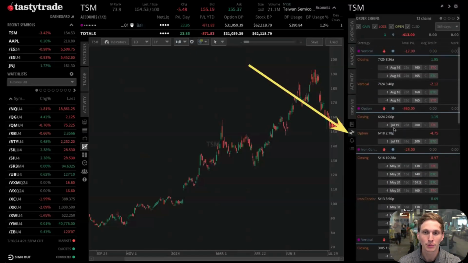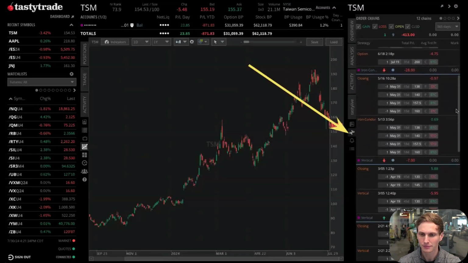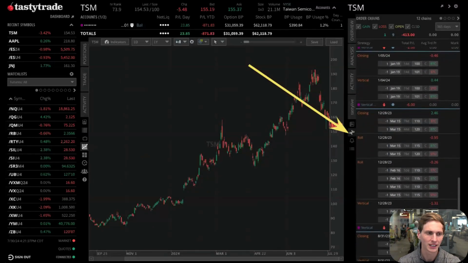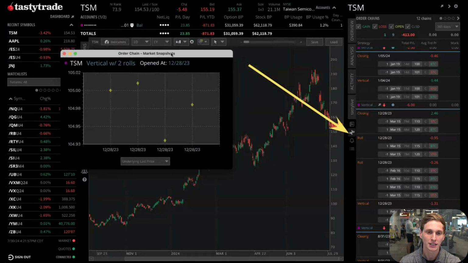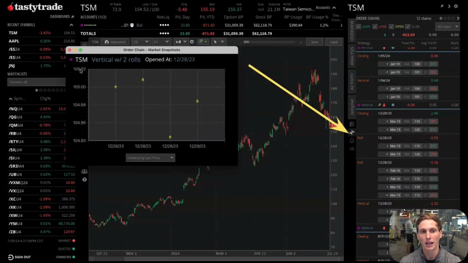But if you pull up order chains on a specific symbol, what's really nice is that maybe you want to go back and look at the history of where you made these adjustments or trades. On any of your order chains, on the right side panel here, you can right click on any of the orders and go to view market state snapshot. So I'm right clicking here, going to view market state snapshots. And here, we can see a graph of TSM's price and then each date that we made an adjustment to our position. So we can see 12/28.